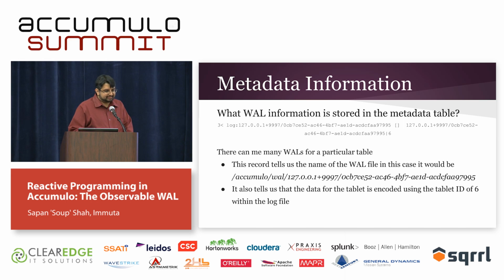Now what's really interesting is that last pipe 6, which comes in really handy. That pipe 6 tells me that the particular tablet we're writing to that write-ahead log is encoded with a value of 6 inside the write-ahead log. And this becomes really important because when you're looking for tablets, you need to know how it's encoded in the write-ahead log.